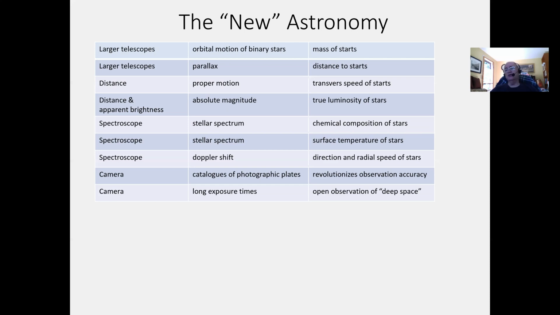Larger telescopes, of course, also expanded our ability to find parallax. And with parallax, we were able to find the distance of further and further away stars. And knowing distance and proper motion of the star from the big telescopes, we can start to measure more and more that traverse speed of the stars. How fast are they moving across our field of view? So all this was done with just the larger telescopes.